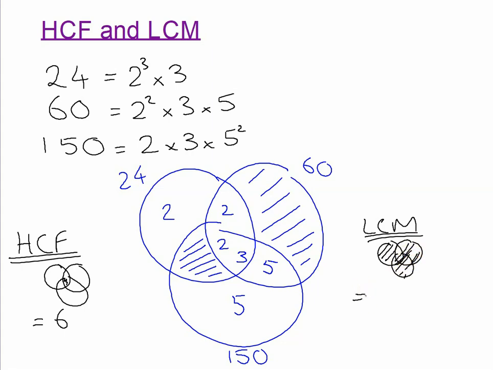So how am I going to do that? I'm going to do 60 times 10, because there's a 2 and a 5 there. So that's 600. Which means 24 is a factor of 600. 60 is a factor of 600. 150 is a factor of 600, but it's also the lowest common multiple. So for example, 1200 would also be a multiple of all three of those, but it's not the lowest. And that was the question.